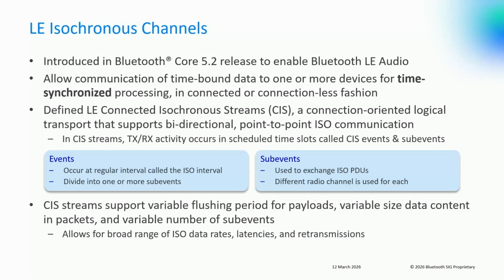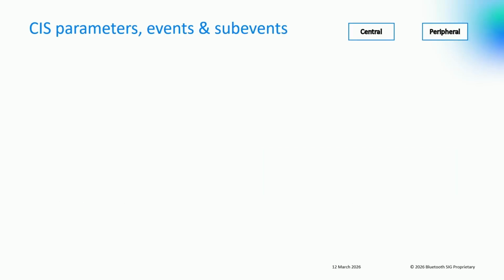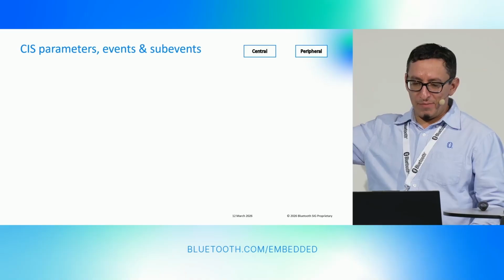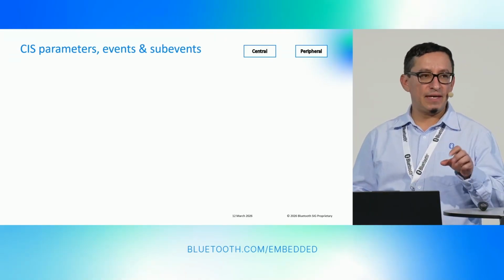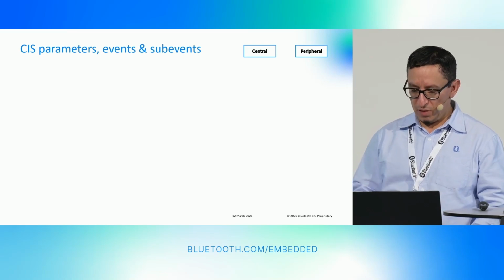A key advantage of connected isochronous streams is that they can support variable flushing periods for payloads, variable size data contents and packets, and a variable number of sub-events. And all of this allows isochronous channels to support a broad range of data rates, latencies, and retransmissions, which are critical for HID ISO. Now, the diagram that is going to come up on this slide will help illustrate the relation between connected isochronous streams, events, sub-events, and other parameters to be aware of.